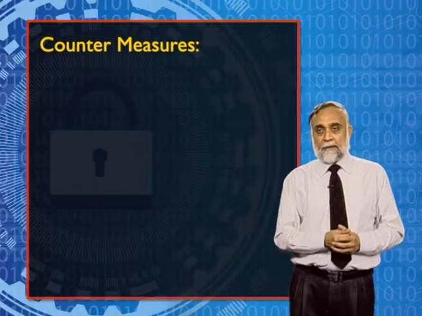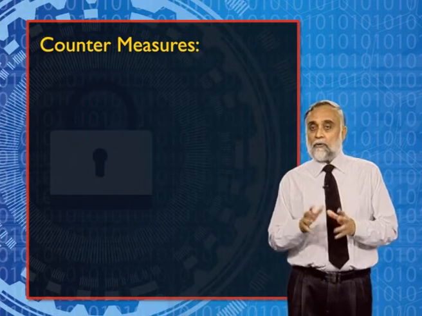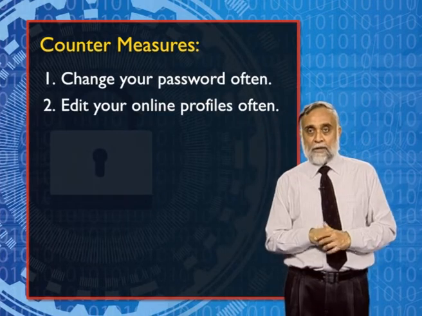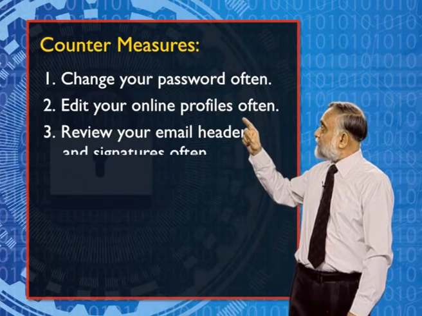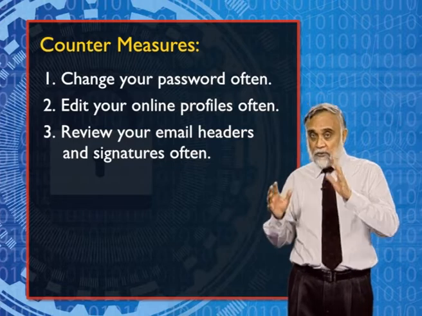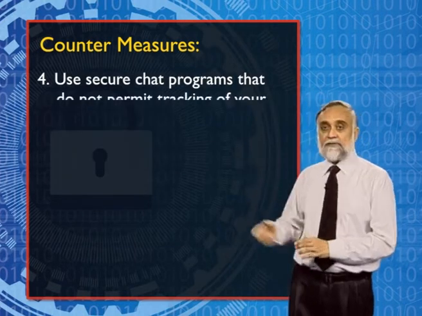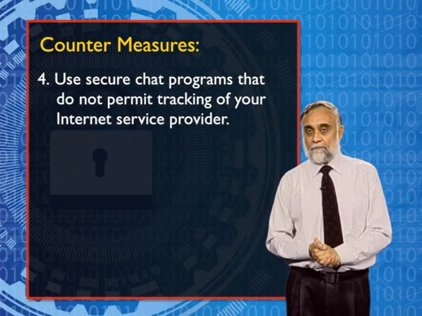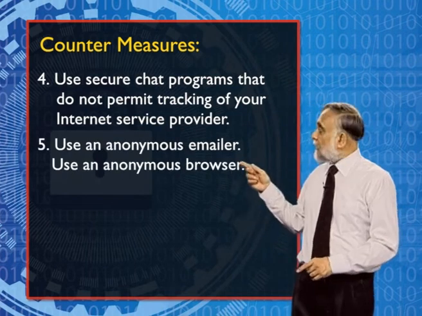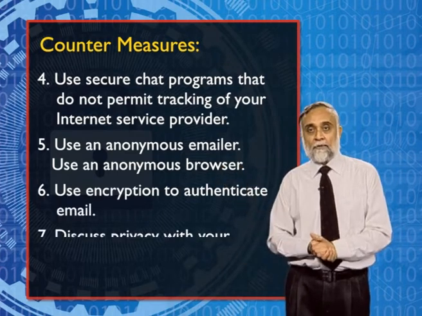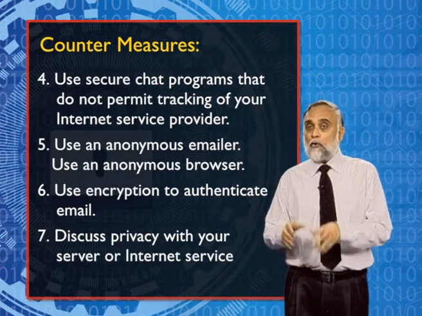The countermeasures against this are: you can take these steps to protect your online privacy. Change your password often. Edit your online profiles often. Review your email headers and signatures often. Use secure chat programs that do not permit tracking of your internet service provider. Use an anonymous emailer or use an anonymous browser. Then you can also use encryption to authenticate email.